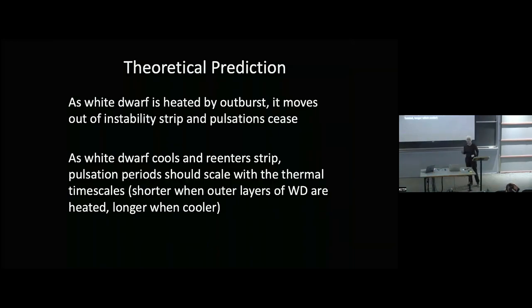So theoretically, what we expected to happen is you see the pulsations during quiescence, it goes into outburst, the object is heated, moves out of the instability strip, the pulsation should stop, and then as the disk cools off and the white dwarf cools, the pulsations should resume at a shorter period, because it's hotter now, and should gradually drift back to the quiescent period.